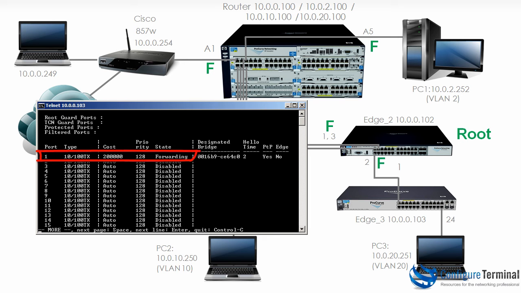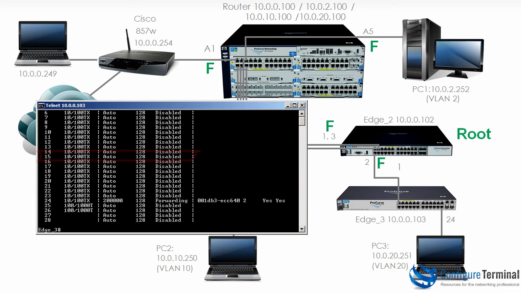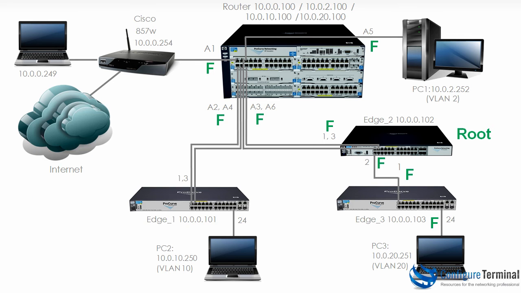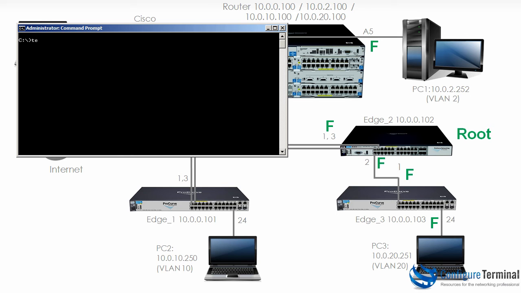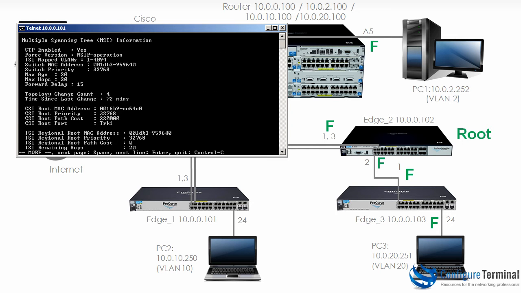And on this switch, port 1 is forwarding and port 24 is forwarding. So both these ports are forwarding on edge 3. Let's have a look at edge 1. So telnet to 10.0.0.101, show spanning tree. You can see once again that this switch is not the root. It has a path cost to get to the root. Its root port is TRK1.